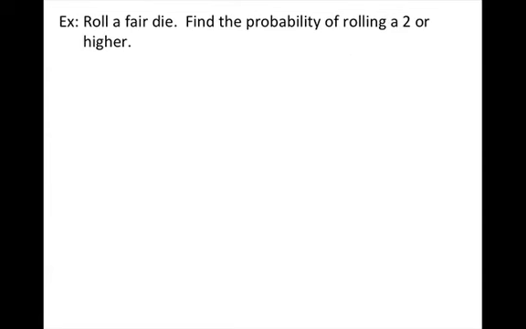Let's look at another example. I roll a fair die. Find the probability of rolling a 2 or higher. Now this one is fairly easy. We could do it straightforward. If I draw a 2 or higher, there's 5 ways to do that. So I know my probability is going to be 5 out of 6. But let's look at this example using complements. The complement of rolling a 2 or higher would just be rolling a 1.